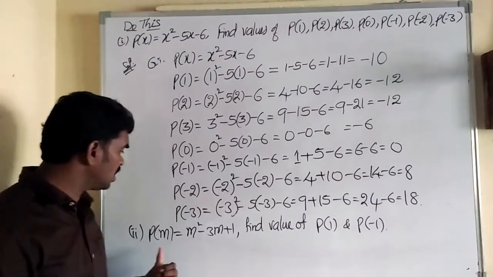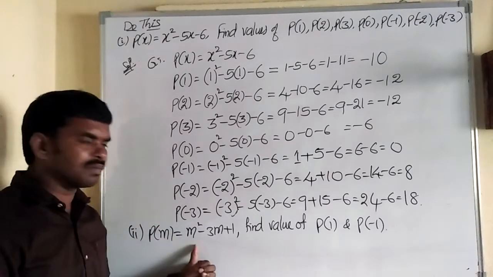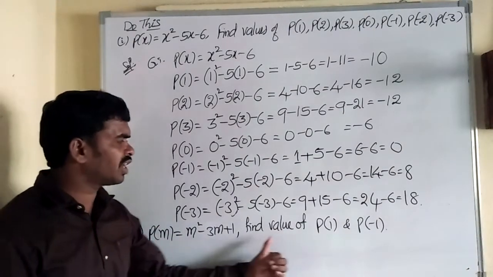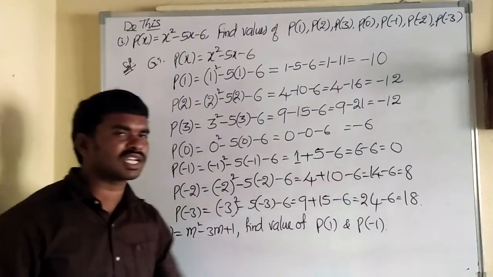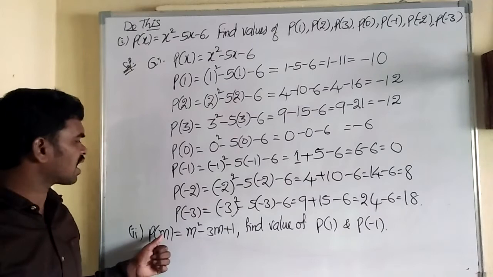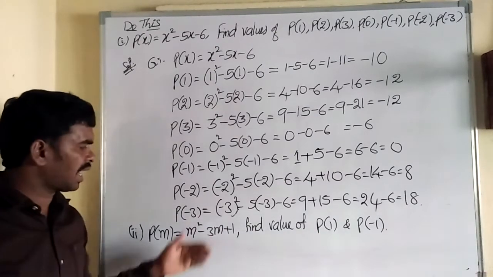Okay, see the second in this do me. P of m equals m square minus 3m plus 1. Then find the value of P of 1 and P of minus 2. Only two values are asked. Same process. Instead of m, you just write 1 and simplify.